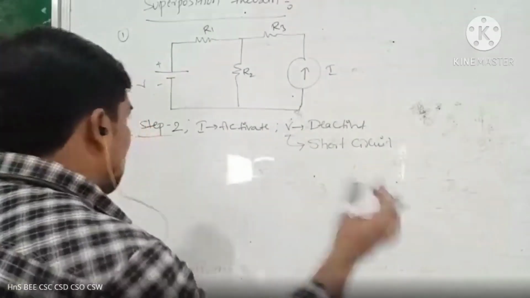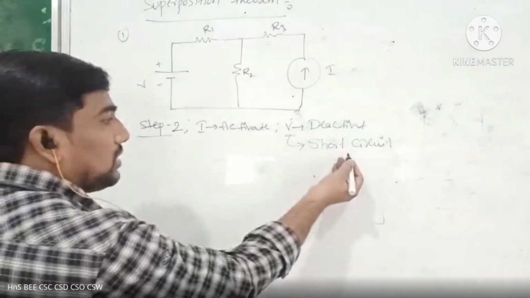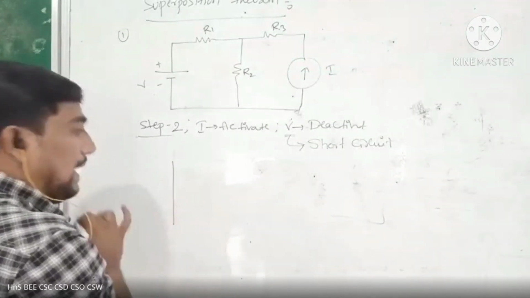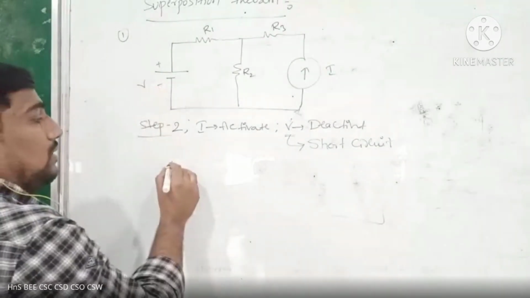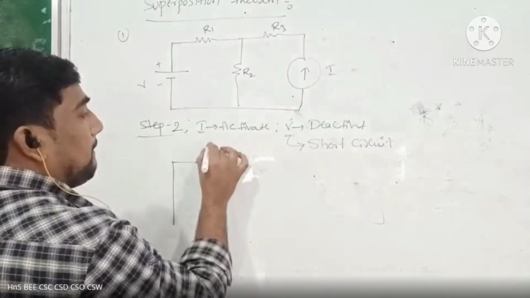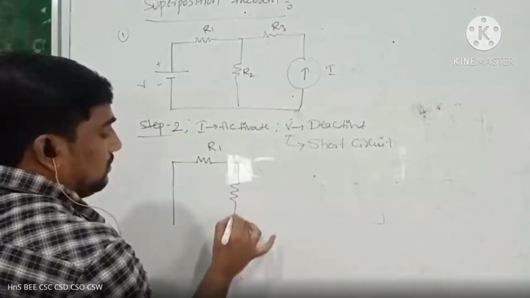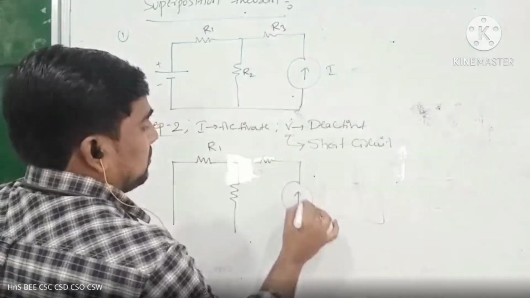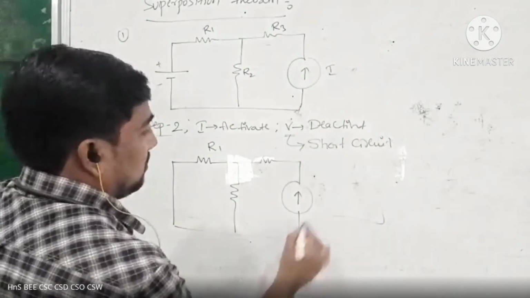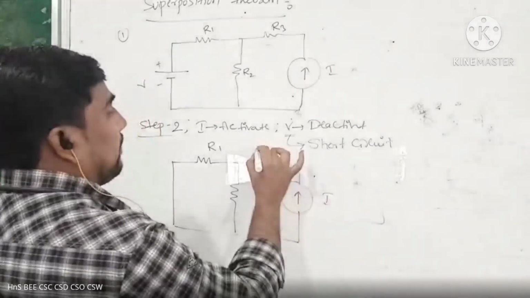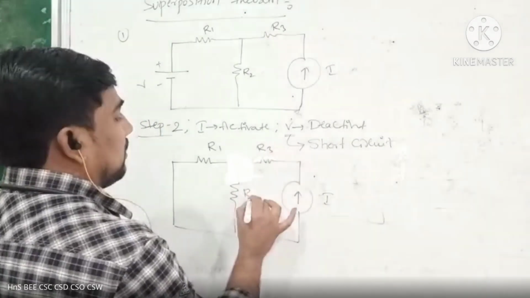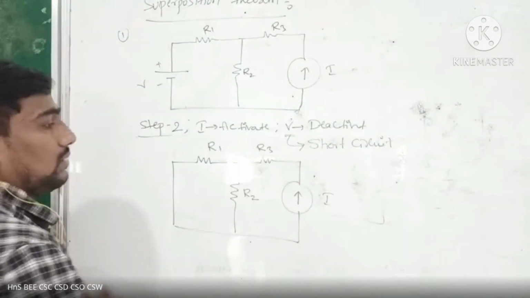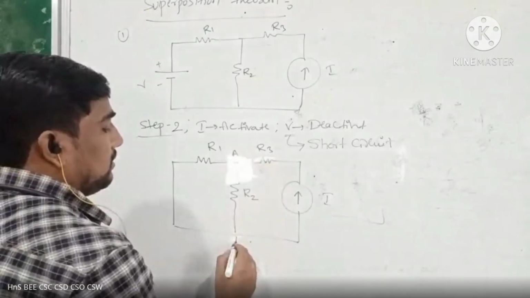Okay. Now draw the circuit first. Short circuit is nothing but you have to draw one line across the voltage source. Now this is R1. This is called R2, R3, and current source I, R3, R2. Okay. This is the A point. This is the B point.